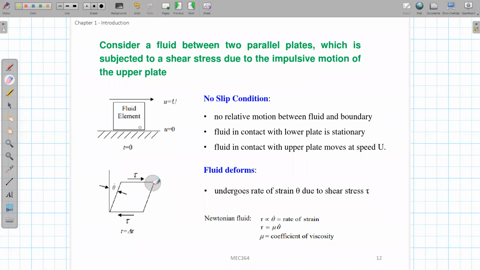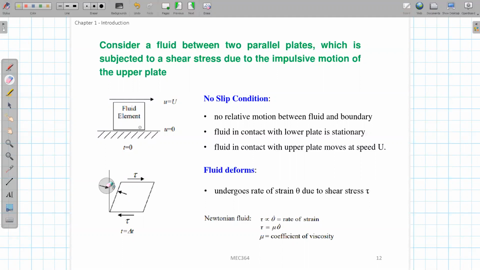And I have a question. Sure. So is theta dot measured in radians per second? Yeah. And is it also, for the bullet point where it says undergoes rate of strain theta, is that supposed to be a theta dot? Yeah, this theta, I didn't go here yet, but I can explain this here.